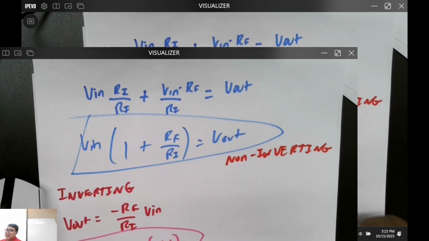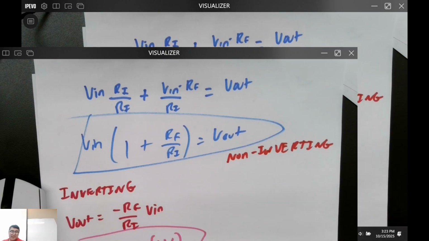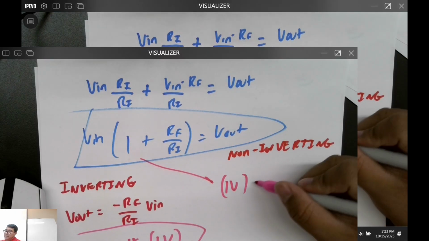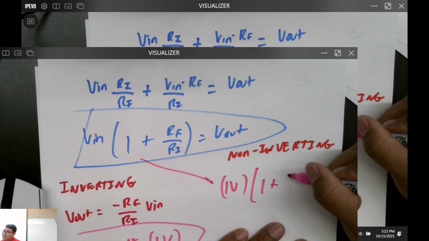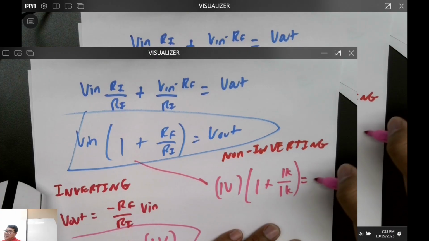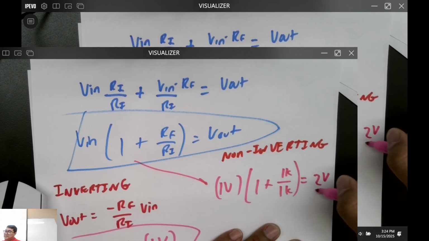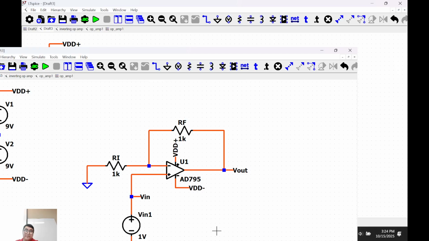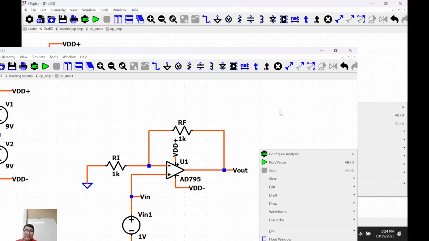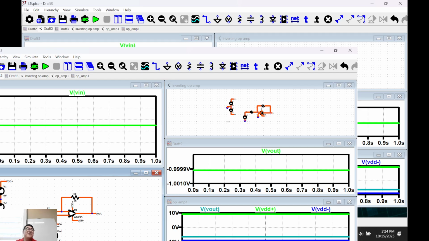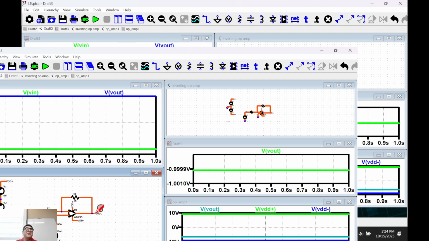Right? Is that good? So what happens if Vn is 1 volt, right? Vn is 1 volt. And our 1 plus RF, what's RF? 1K, right? I just want 1K divided by 1K. What's this equal to? Does that make sense to everybody? Are we going to see positive 2? Let's run it. Here's Vn, here's V out. Oh, 2 volts. Does that make sense to everybody?